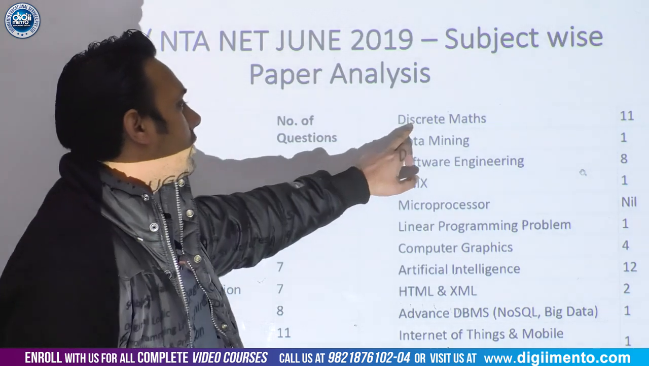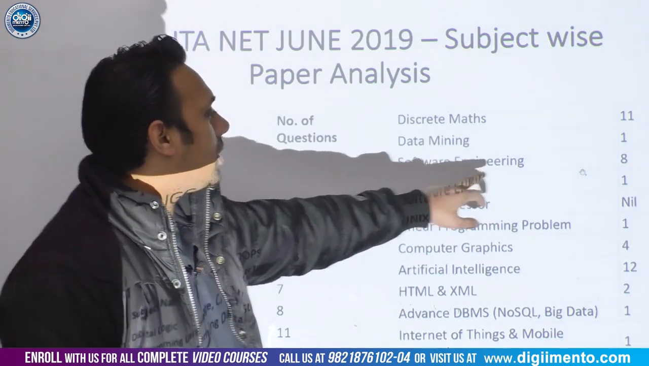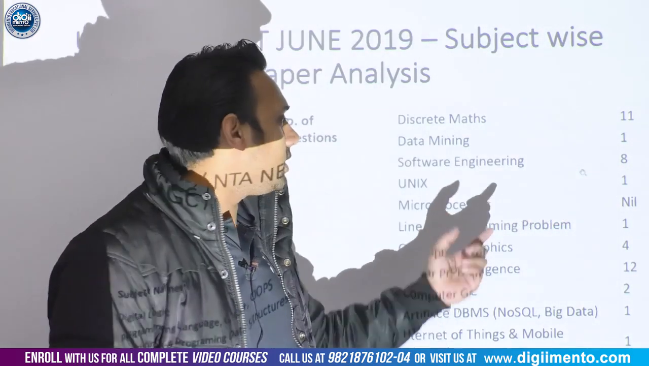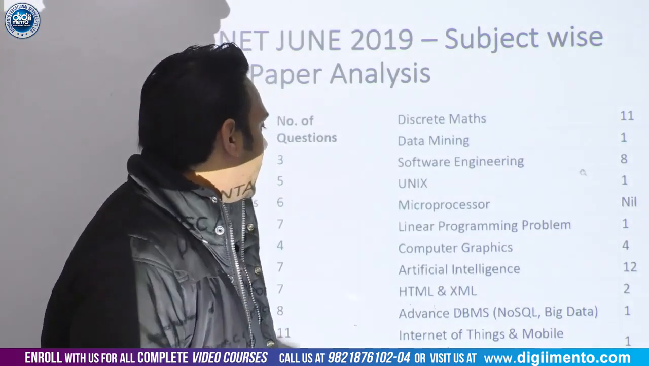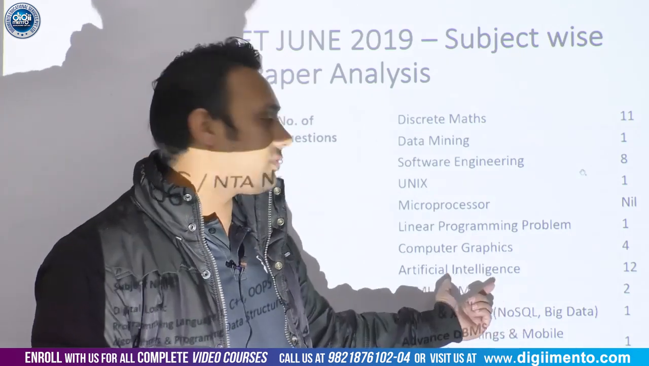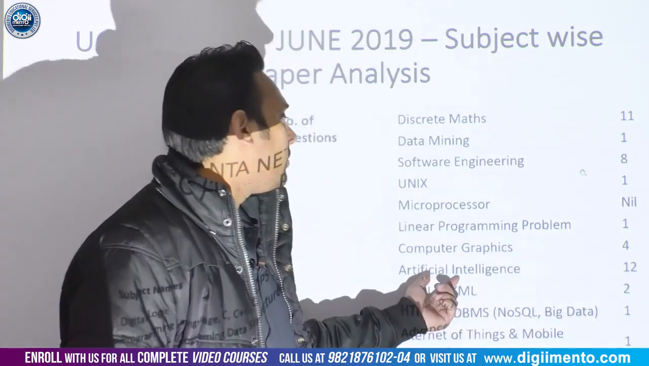In June 2019 you got 11 questions from discrete mathematics, and from software engineering you got 8 questions. So again you can see in December 2019 you got 10 questions, in June 2019 you got 8 questions. And here AI you got 12 questions, and I think you also remember the number of questions from December 2019. So you can see AI is also an extremely important subject.